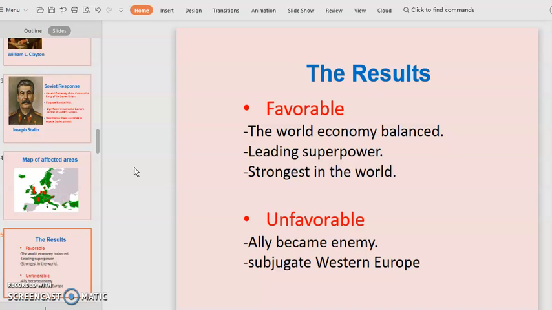In terms of unfavorable, the ally was turned into an enemy. There was a sentiment that the US was really looking to subjugate Western Europe in its own way.